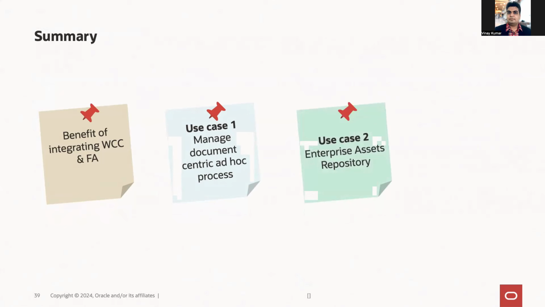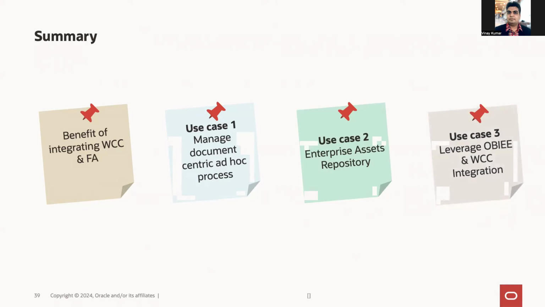We talked about the sales cloud, where a salesperson can access all the sales assets while working on an opportunity, so that he can make a better decision. It can help him share the information or convert the opportunity at a higher rate. And the third one, the last one, which we saw, was how you can leverage OBI integration with WCC, so that you can generate a report, keep it as one copy, and allow people to share it.